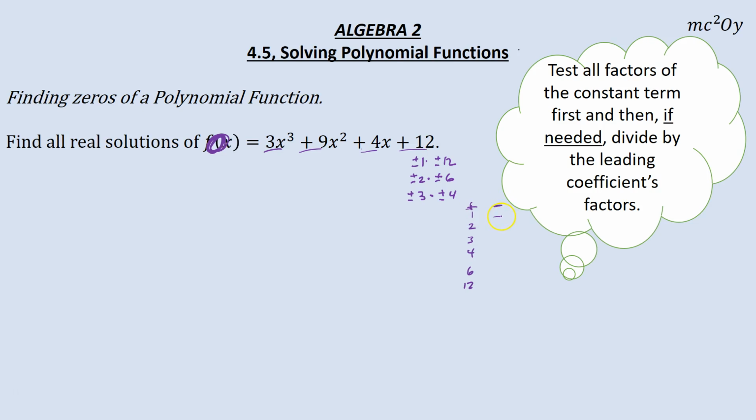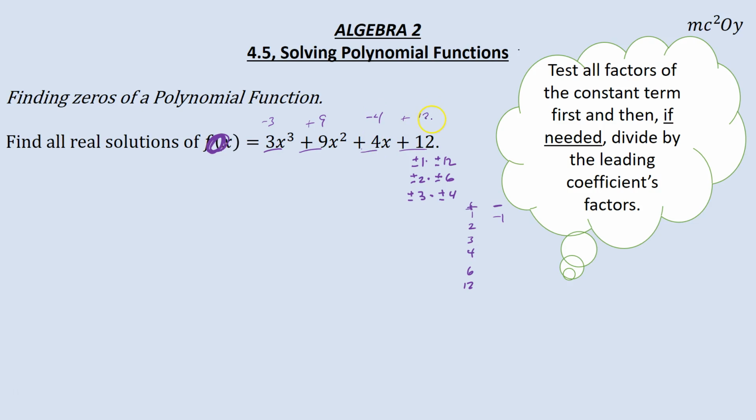Let's try -1. Okay? So -1. Well, -1 just flips the signs of the odd function. So -1 times -1 times -1. Well, this is -1 times 3, which is -3. -1 times -1 is 1 times 9, which is 9. So it's still positive 9. -1 times 4 is -4.